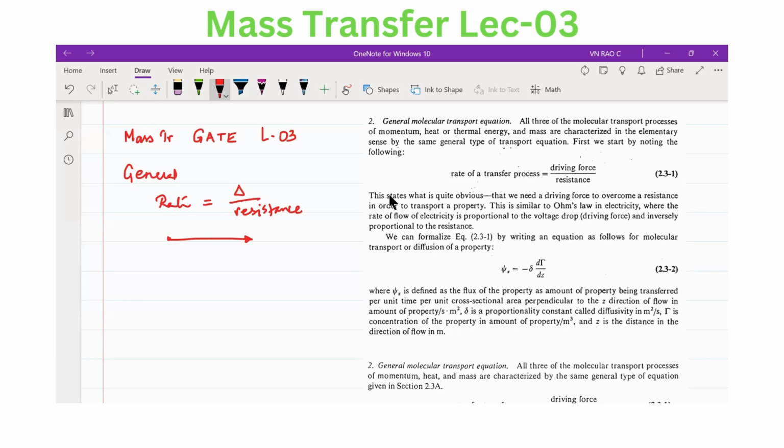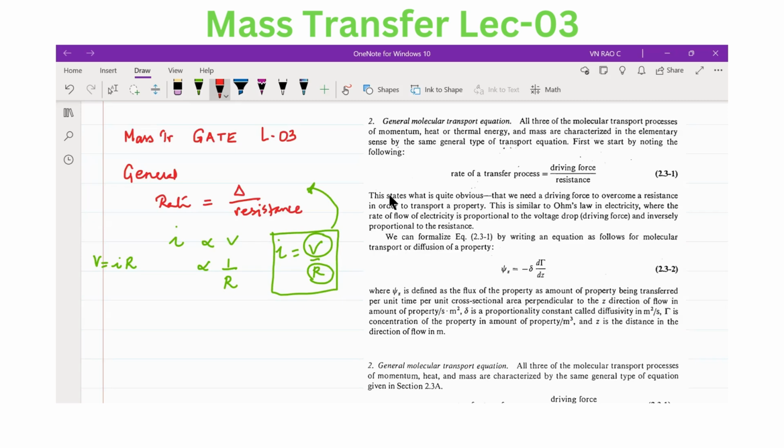Imagine correlating this with Ohm's law. Ohm's law says the current, the rate of flow of electricity, is proportional to voltage and inversely proportional to the resistance. If I write this as an equation, I is equal to V by R. Actually, this is Ohm's law, right? So we generally write V is equal to IR, where this is the resistance and this is the driving force, so then there is a current flow. If we correlate this to transport processes, we can write: rate of a transfer process is equal to driving force by resistance.